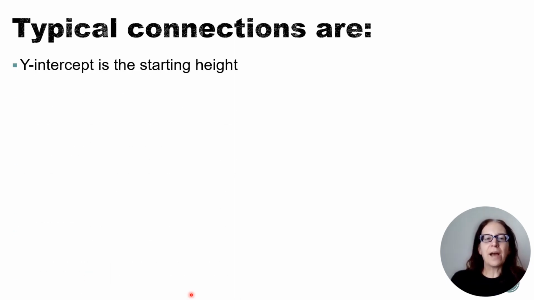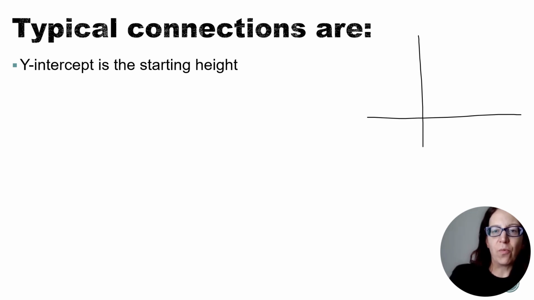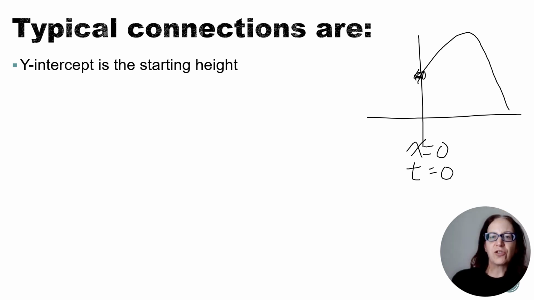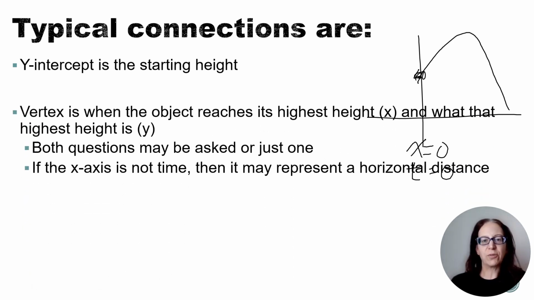So the y-intercept is typically the starting height. If you think of a coordinate plane, the y-axis is where x is equal to 0, and a lot of times that'll represent when time is equal to 0, so it would be the starting height. I probably need to erase that because I think my next thing is going to cover it.